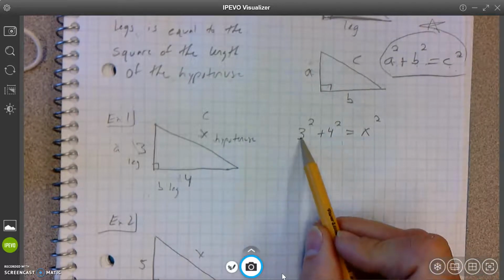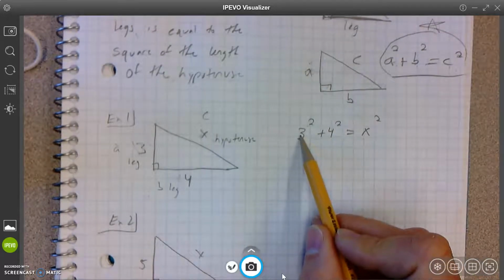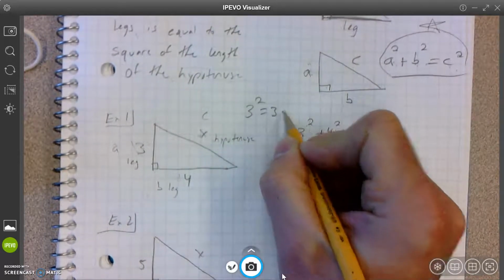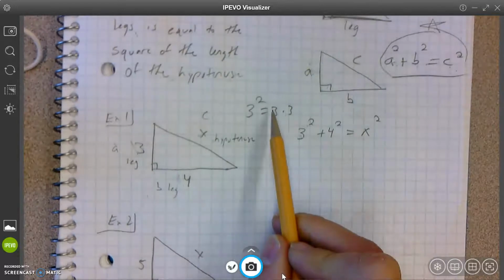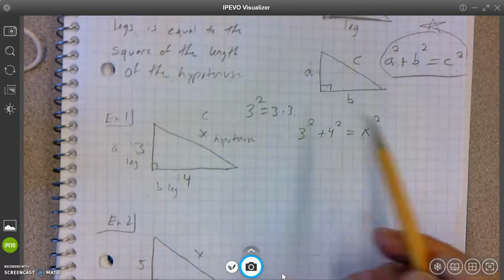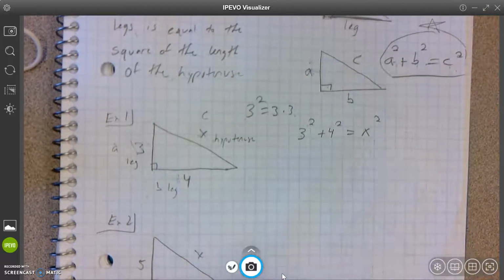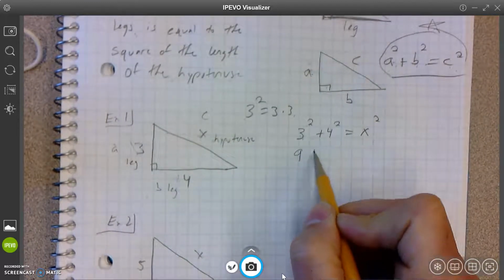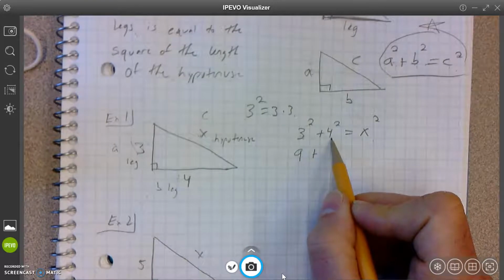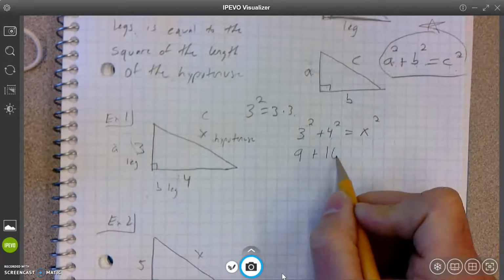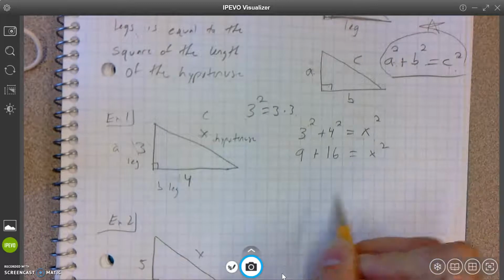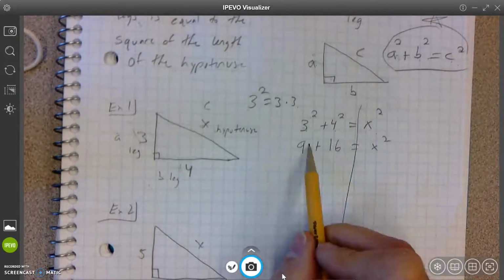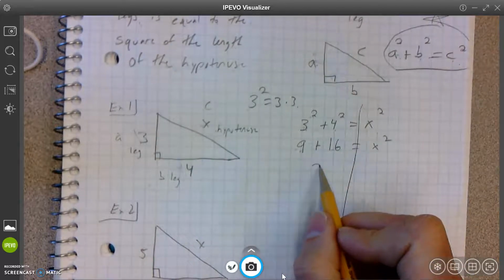Okay. This is not 3 times 2. No. This is 3 times 3. Whenever you square something, you multiply it by itself. So 3 squared is 3 times 3. 4 squared is 4 times 4. X squared is x times x, etc. So this is not 6. This is 3 times 3. This is 9. This is 4 times 4, 4 squared, which is 16, equals x squared. Write that down with me. Okay, next, add 9 plus 16, which is 25.